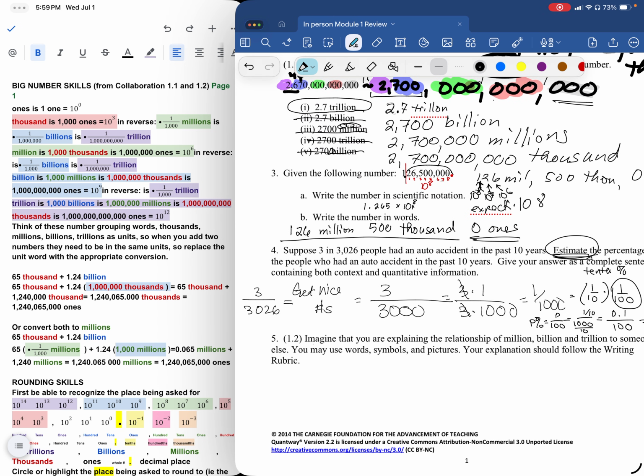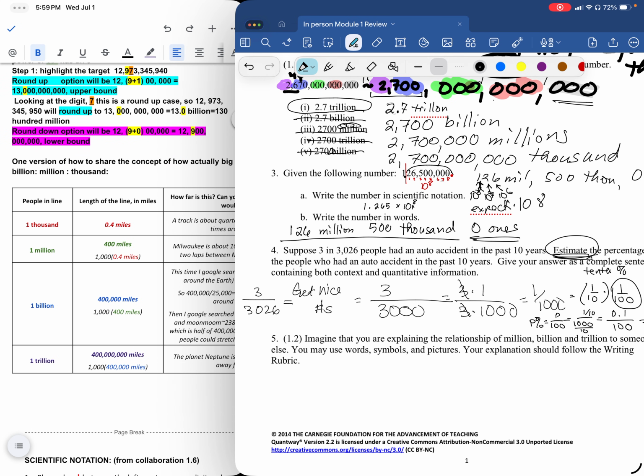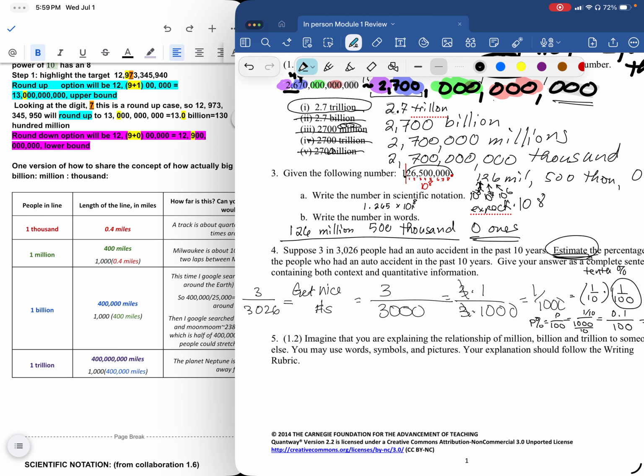Question 5. Imagine you're explaining the relationship between millions, billions, and trillions to someone else. You may use words, symbols, or pictures to explain, following the rubrics. So we actually have our nice little description here of millions, billions. So you could even describe it like, imagine 1,000 people in a line, standing shoulder to shoulder.